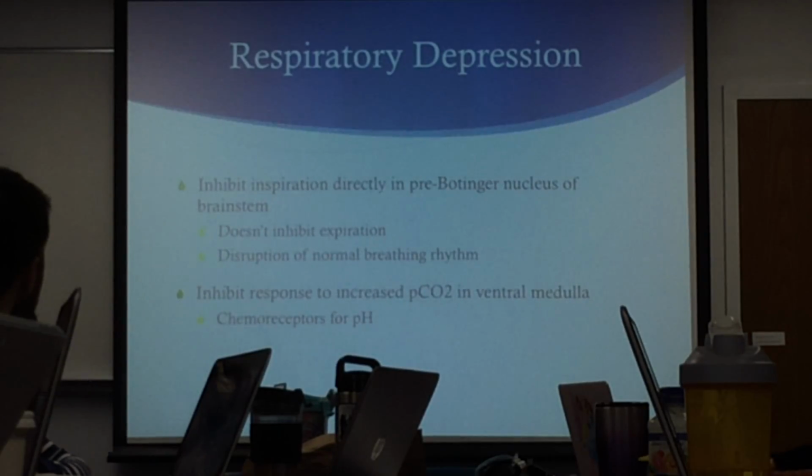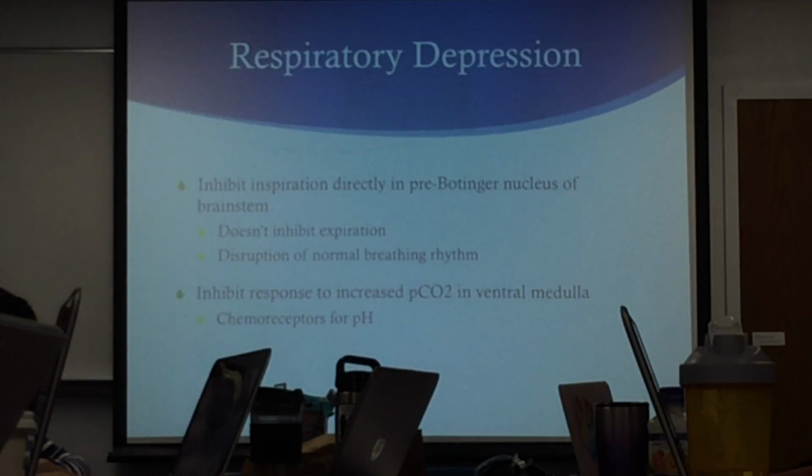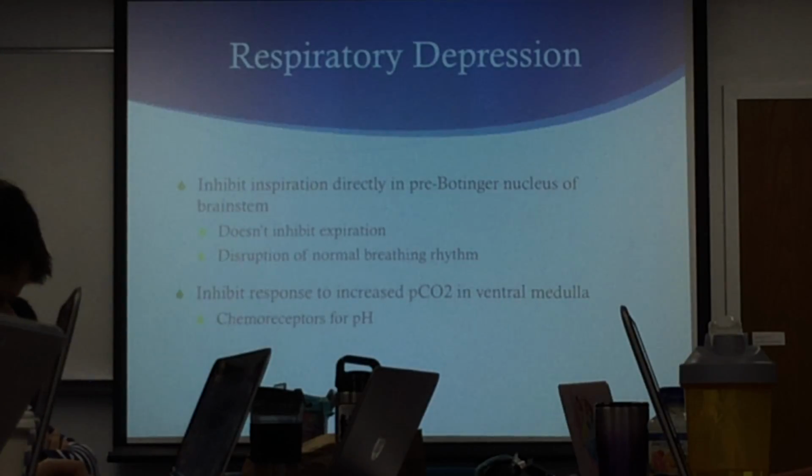So there are chemoreceptors that sense low pH in this part of your ventral brainstem. So when your CO2 goes up, you generate acid by carbonate phosphate. So that's what opioids do. They specifically inhibit the response to increased CO2. So if you take large amounts, CO2 levels start rising, and you don't breathe in these deep, long breaths.